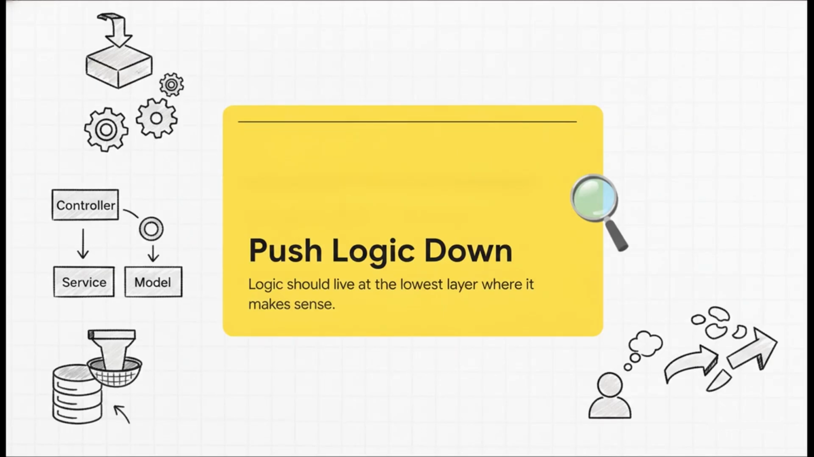Rule number 2, push logic down. Your logic belongs at the lowest possible layer where it still makes sense. If it can be an isolated action, please don't bury it inside a massive service class. Filtering a database? Make it a model scope. You have to stop letting your controllers do all the heavy lifting.